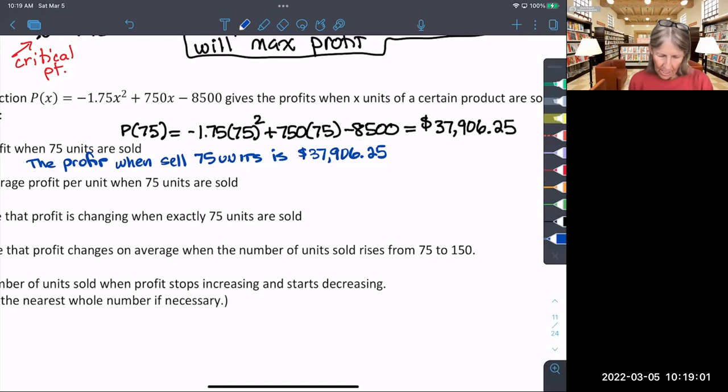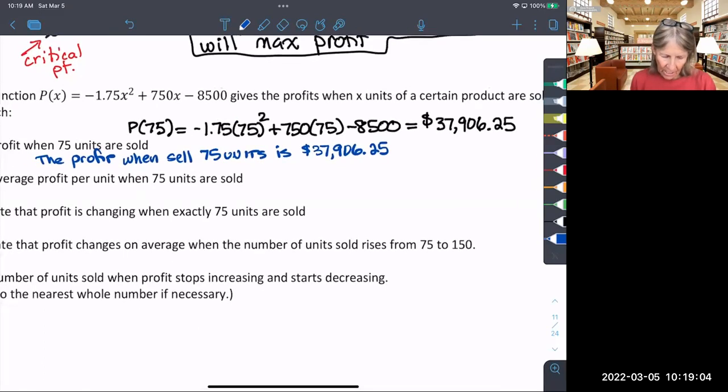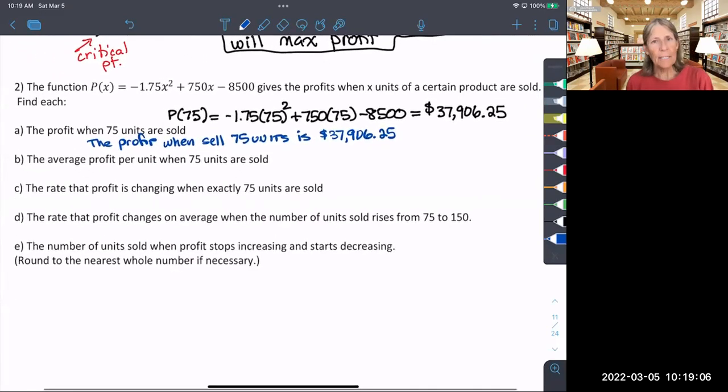Okay, so that's our profit. Part B is asking you for the average profit. Average profit is like a profit per unit.